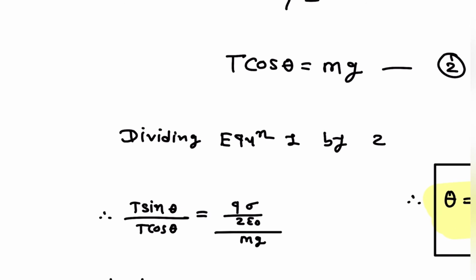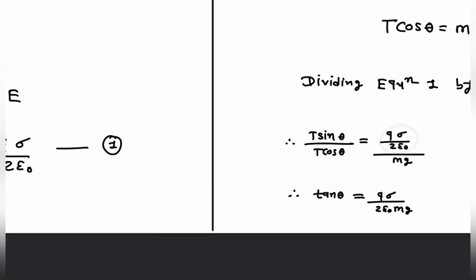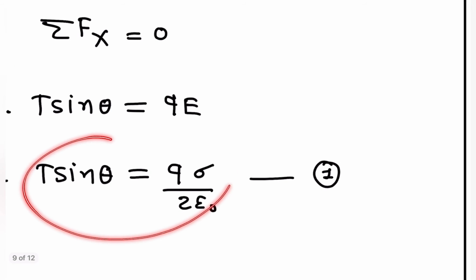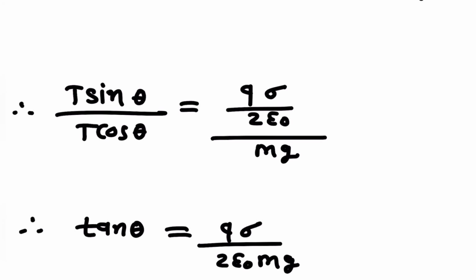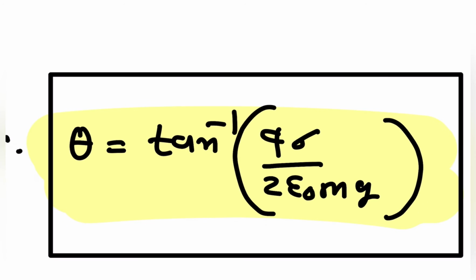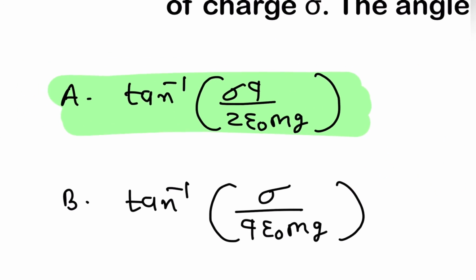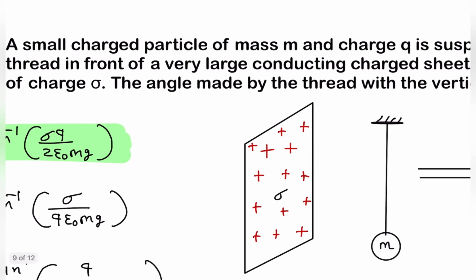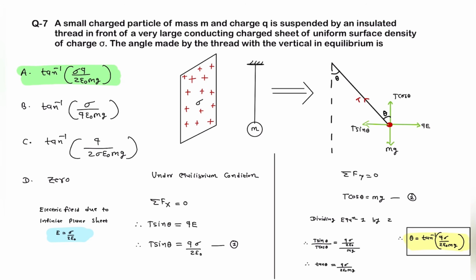Now dividing equation 1 by 2, T sin theta divided by T cos theta becomes tan theta, equal to Q sigma by 2 epsilon naught from equation number 1 in the numerator, and in the denominator T cos theta is equal to mg. So after dividing 1 by 2, tan theta is equal to Q sigma divided by 2 epsilon naught mg in the denominator. So theta is equal to tan inverse of Q sigma upon 2 epsilon naught mg. That is option number A, the angle made by the thread with the vertical in equilibrium. Option number A is correct.